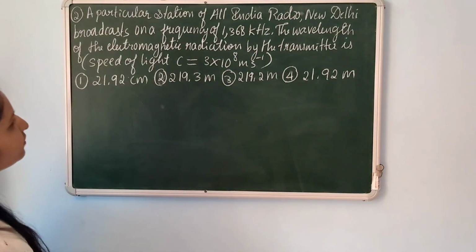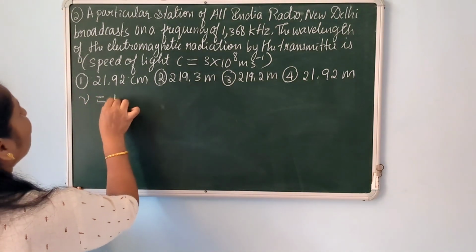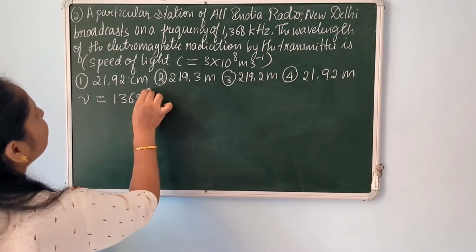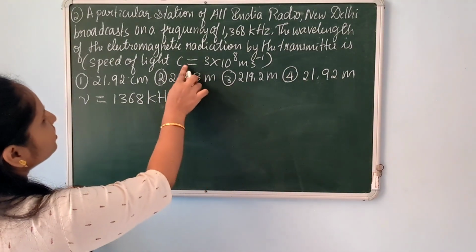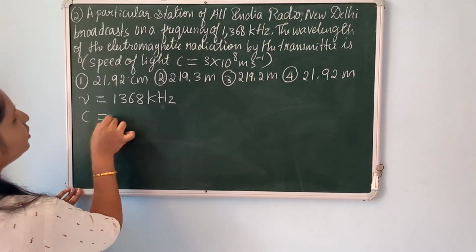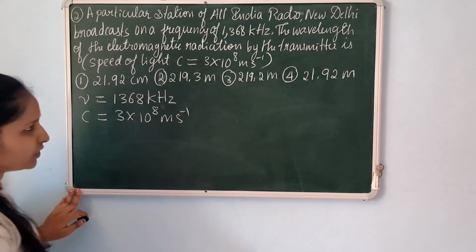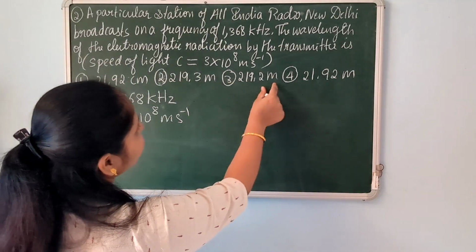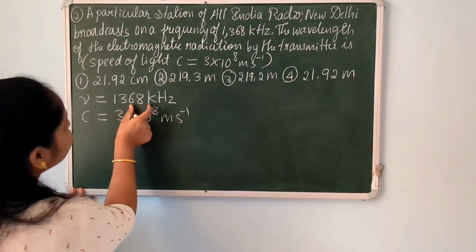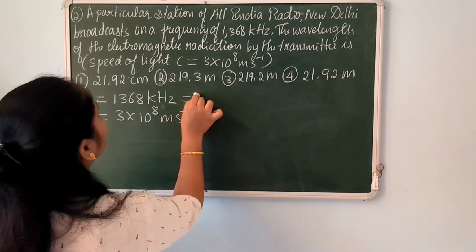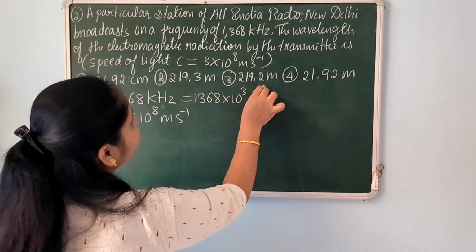So what all is given here? Firstly, they have given the frequency. Let me write frequency, nu, is equal to 1368 kilohertz. Next, the speed of light, c, is given: c is equal to 3 into 10 to the power 8 meter per second. Since the units are in meters and meters per second, I am going to convert kilohertz into per second, which is 1368 into 10 to the power 3 per second.